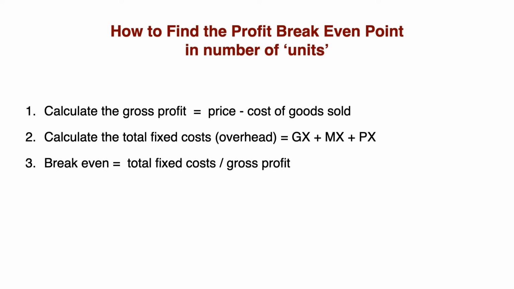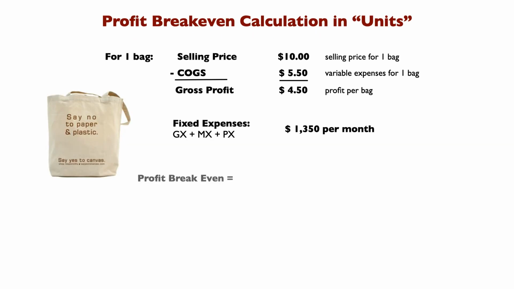Break even then is those total fixed costs divided by that gross profit. Let's try an example. Here we're going to calculate a profit break even in units. And units in this case is a canvas bag.